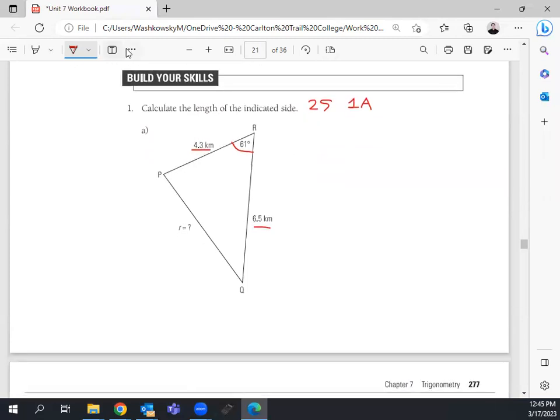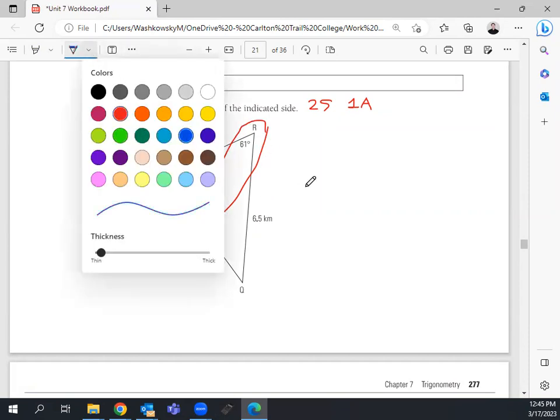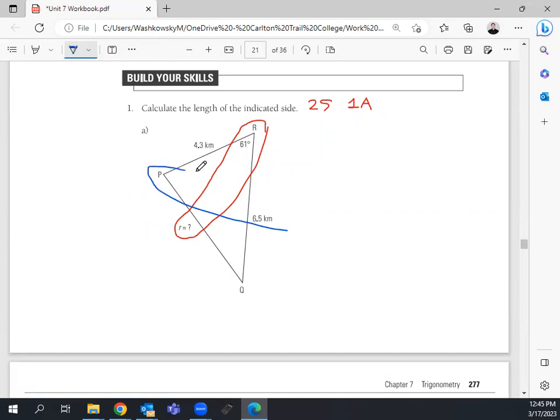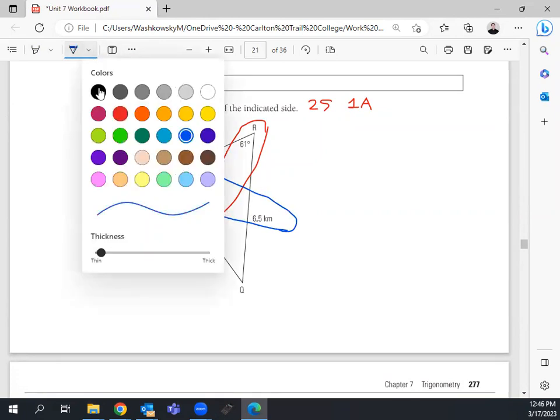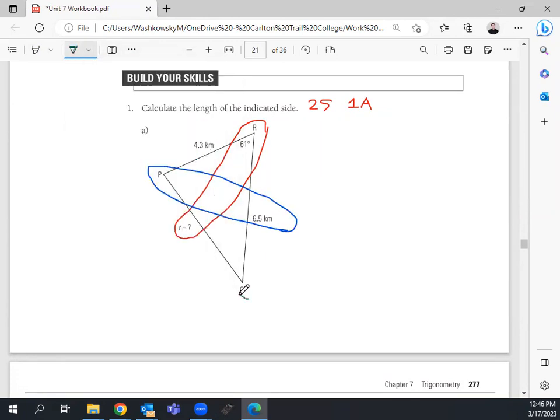Another way of thinking about it is, let's do that circle stuff we were doing the last couple days. I'm going to start circling stuff here, and you're going to notice why the sine law we did last time isn't going to work. So I'm just going to quickly circle these sides, how we've been doing. And this.